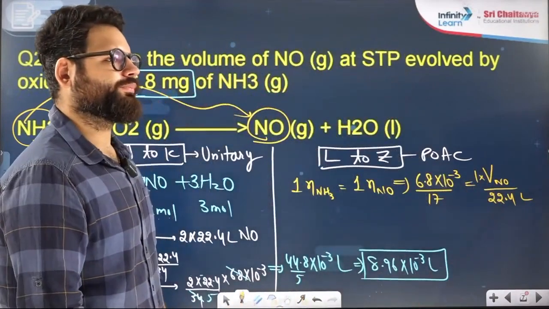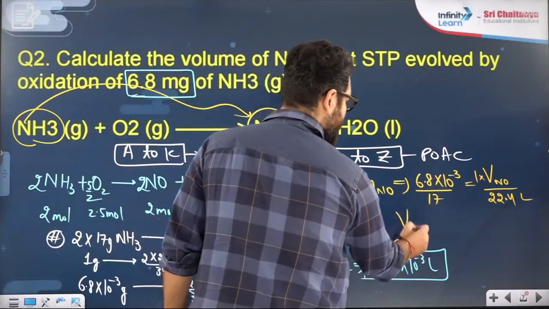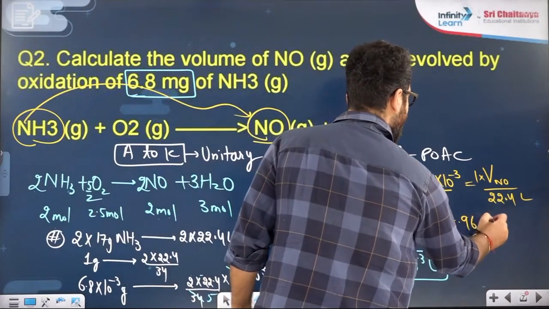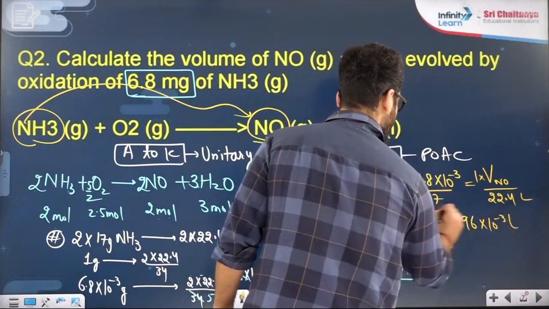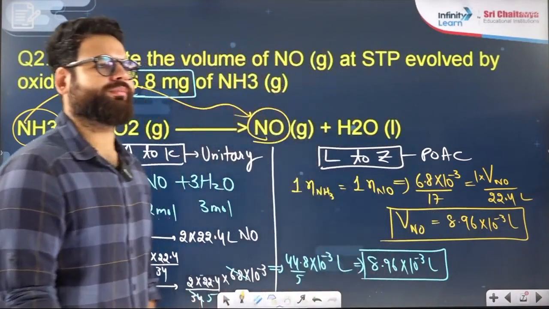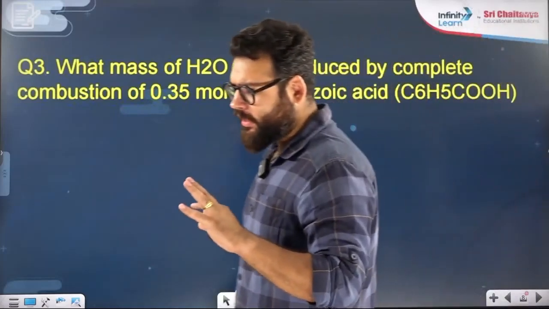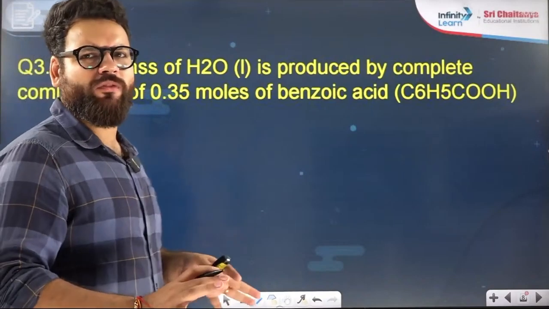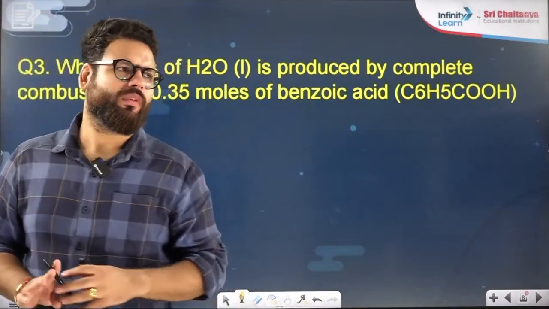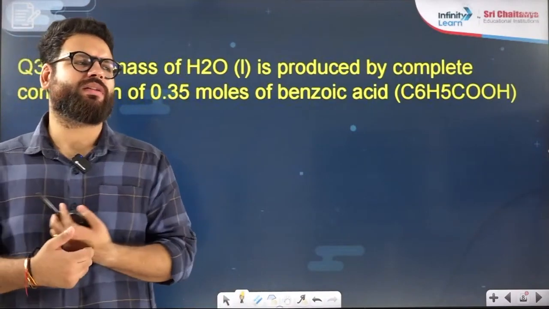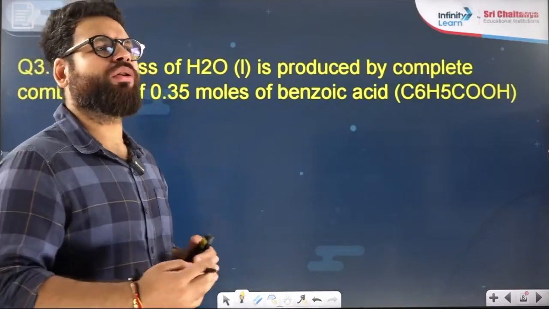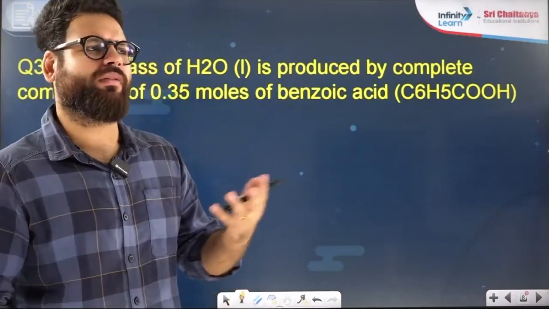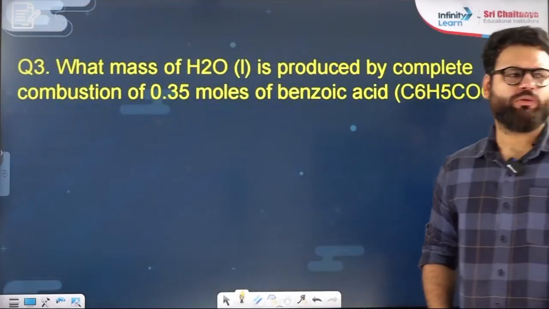Okay, like this. This takes obviously less time. So volume of nitric oxide, you will get from here: 8.96 into 10 power minus 3 liter. I hope you think POAC is easier. Yes. Balancing the reaction might take a lot of time here, so it's better to use POAC. If you feel that balancing of reaction is easy, use unitary method. If you feel somewhere that there is possibility of using POAC, how do you know? Apply POAC. If everything is known to you, you use it. Otherwise, use unitary method.